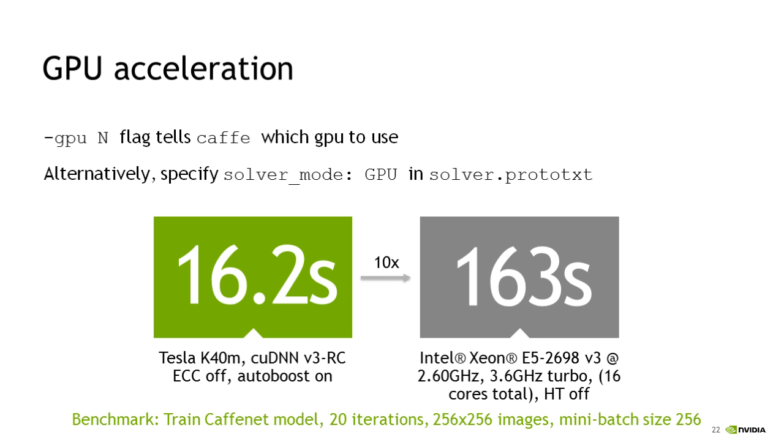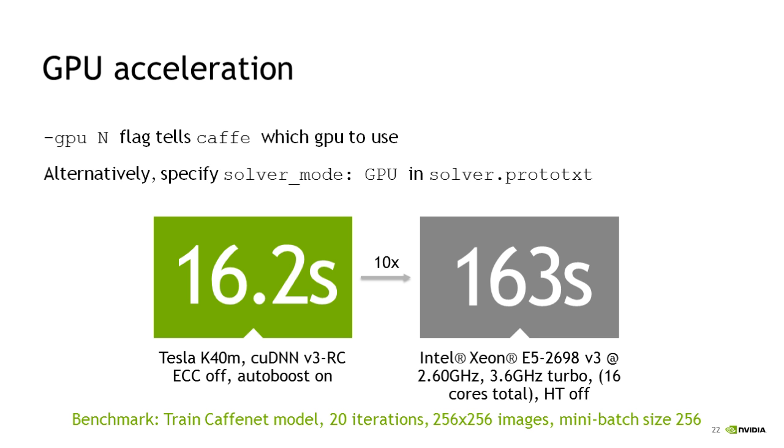So how do you leverage GPU acceleration within Caffe? Well, this is completely transparent to the user. You provide the Caffe command line utility, which I showed earlier for training a network, this -gpu flag, where the N in -gpu N is the device ID of the GPU if you have multiple GPUs in your system. Or alternatively, in the solver file, you specify the solver mode to be GPU.